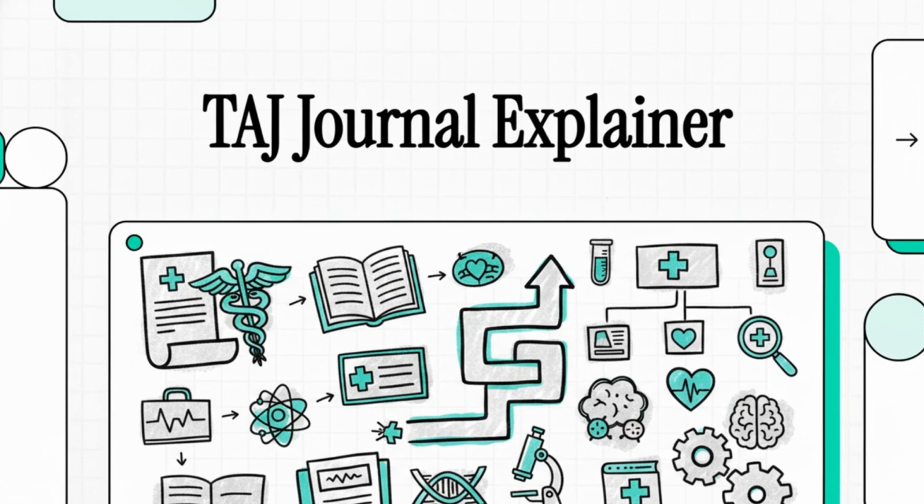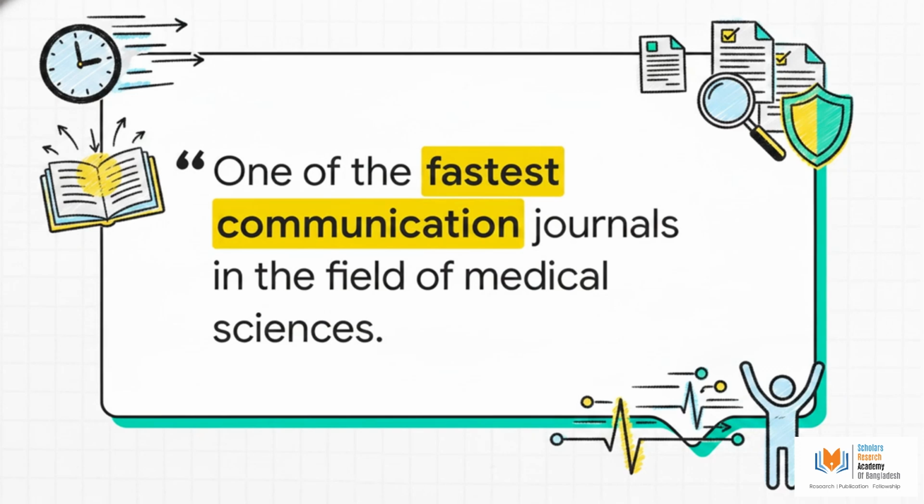Well, we're going to clear all that up right now and give you a structured, step-by-step overview of this specific journal's ecosystem. So let's jump right in. Right in their own guidelines, the journal describes itself as, quote, one of the fastest communication journals in the field of medical sciences. And honestly, if you've ever waited months or literally years just to see your research in print, you know what a massive draw that is.